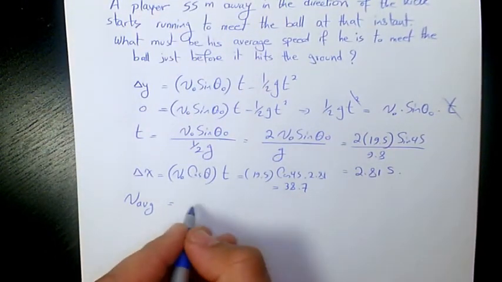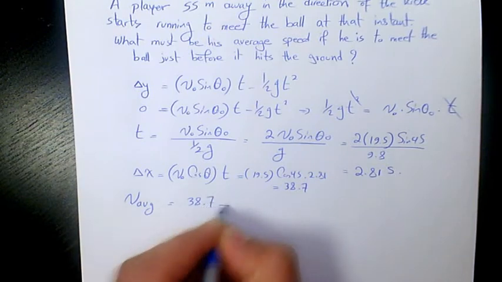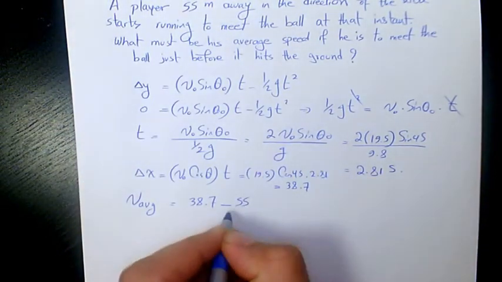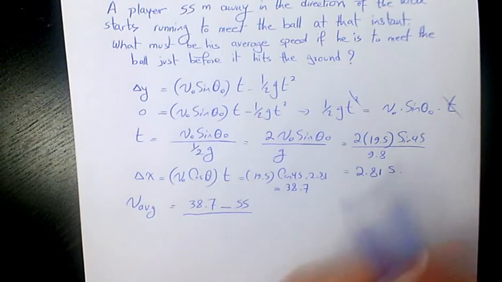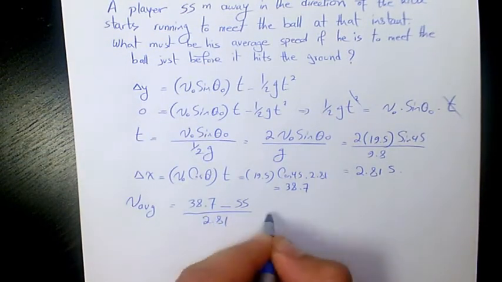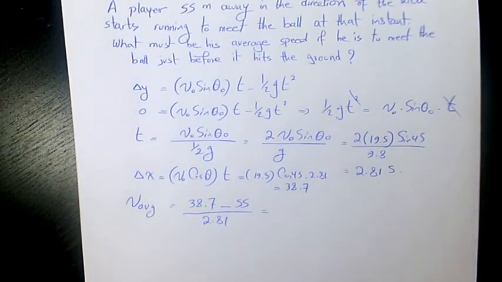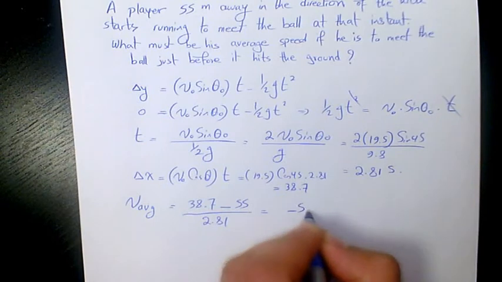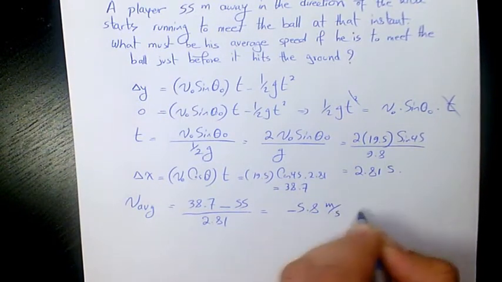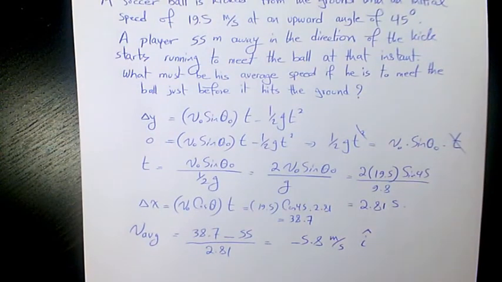So we can say 38.7 minus 55 divided by the time it takes, which is 2.81. We have 38.7 minus 55 divided by 2.81. That's going to be negative 5.8 meters per second in the i direction, which means that the average velocity or average speed is going to be 5.8 meters per second.